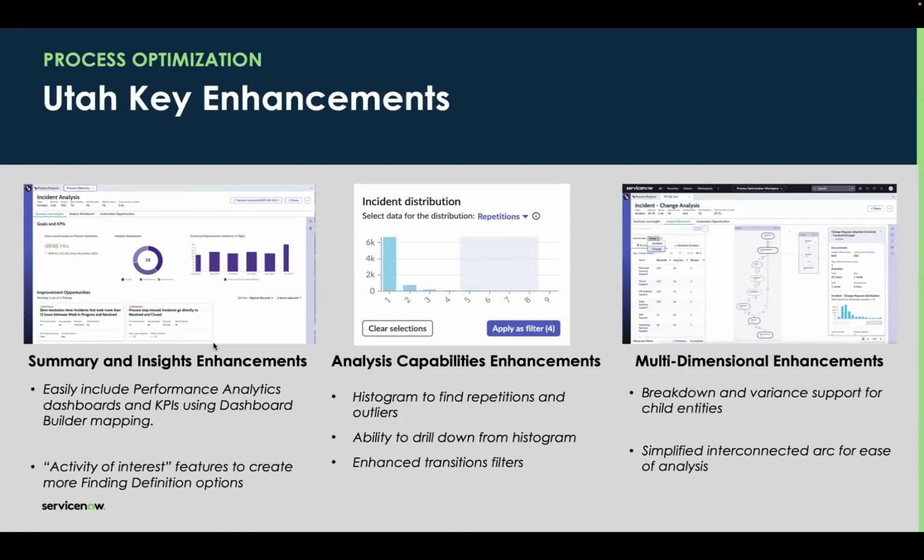You're not supposed to have favorite enhancements, but this is my favorite. Don't tell the other enhancements that this one's my favorite. We've made the transition filters on the workbench more robust, so things you could only do before in finding definitions are now possible in a more ad hoc manner as you're working with the workspace. And then on multidimensional mining maps, we've improved the readability a bit. They were getting cluttered before. And we've added support for breakdowns and variance analysis on the child tables in those more interconnected processes that we visualize.